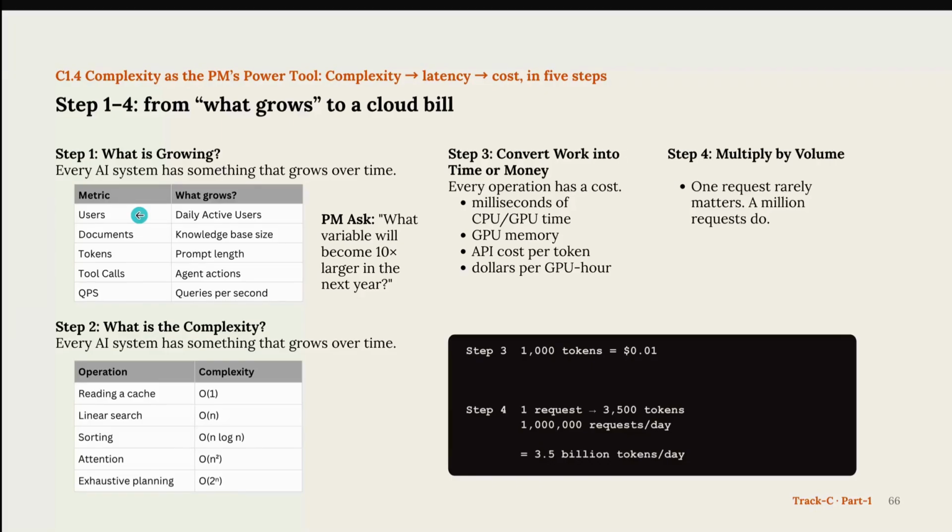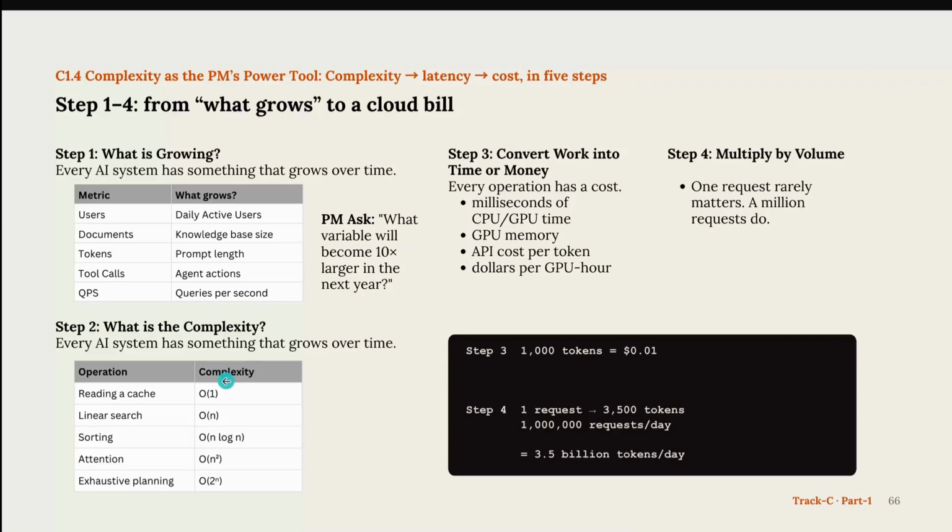If it is a RAG system, it is tokens, because users are giving more and larger queries. Or it could be tool calls: the number of tools is increasing, the number of agents being put into the system, or the number of queries per second, because these users are doing more queries now. You need to ask, what variable will become 10x larger in the next year, or next 6 months, or next 1 month? And you need to ask, what is its complexity?